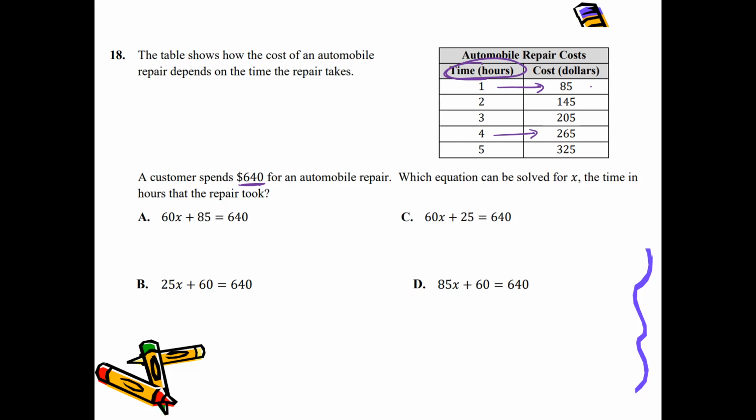Okay, so let's take a look at the difference here. What's the difference between 1 to 2 hours? What's the difference between 2 to 3 hours? What's the difference between 3 to 4 hours? So with your calculator, take 145 minus 85. With your calculator, take 205 minus 145. With your calculator, take 265 minus 205. What is the difference between those three numbers? How much is this auto person getting paid per hour?